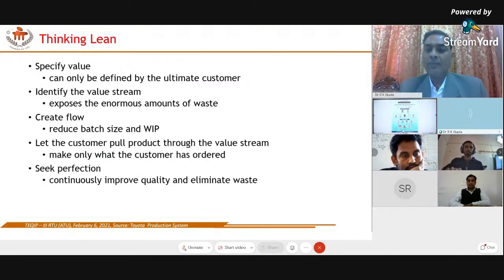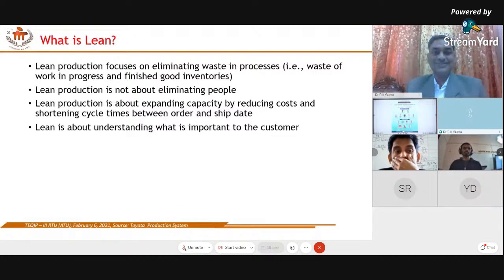But the other thing is perfection. What perfection you need: someone needs to use the iPhone for video calling, video shooting, or photo shooting like that, but basic phones can't be used for it. So that is perfection: continuously improving quality and eliminating waste. So the other one is, what is lean?